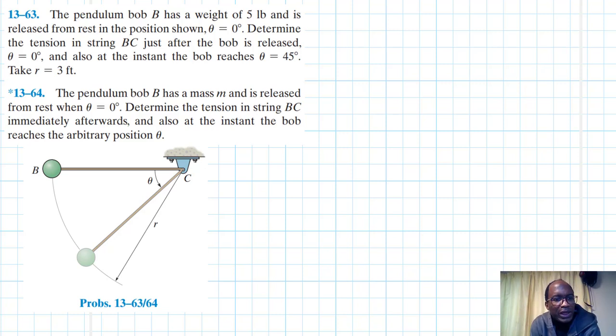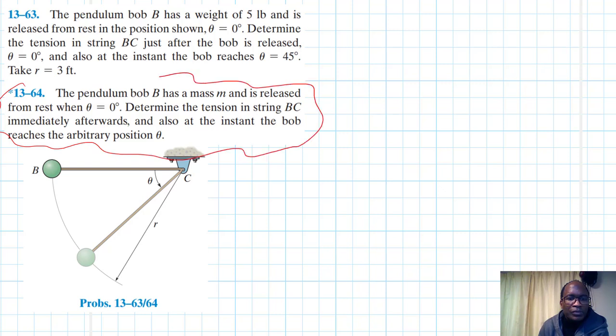The problem reads, and we are reading the second problem. We already solved the first problem. The pendulum bob B has a mass of m and is released from rest when theta is equal to 0 degrees. Determine the tension in the string BC immediately afterwards, and also at the instant the bob reaches the arbitrary position theta. So we are solving this problem.